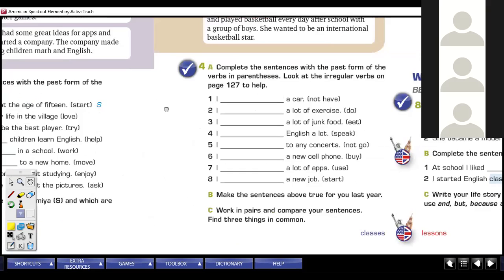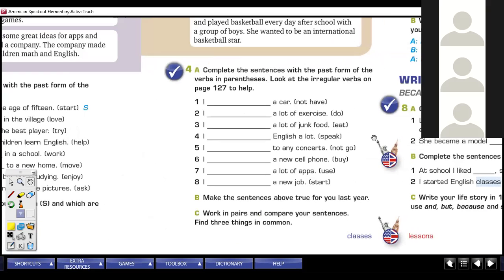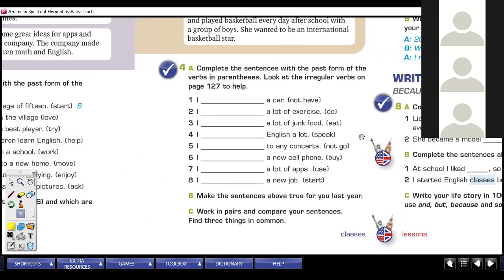So now it says in here, complete the sentences with the past form of the verbs in parentheses. So look at the irregular verbs on page 127 to help. I don't have the list right now to show it to you, but let's do it all together. Let's help each other. I'm gonna give you a few minutes, les voy a dar unos minutos for you to try to do it by your own. And then we're gonna come and do it all together to help each other, okay? So start doing it, please, and then we're gonna check the answers. So while you do it, I'll take attendance.